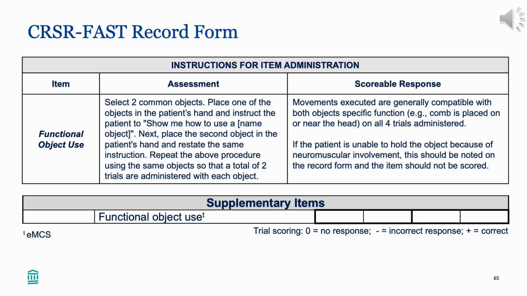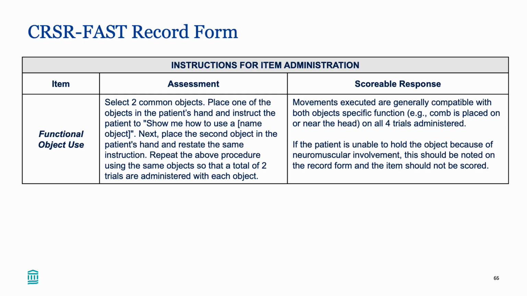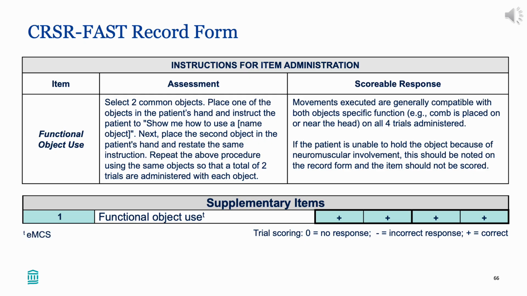If the patient is unable to hold the object because of a neuromuscular impairment, then the examiner should note this on the record form, and the item should not be scored. The patient must execute movements that are generally compatible or appropriate for the object's specific function. For example, raising the cup to the mouth or placing a comb near or on the head, on all 4 trials for the examiner to score functional object use as present. If the patient does not respond, or if the patient's movements are incompatible with the object's function on 1 or more trials, then functional object use cannot be scored as present.